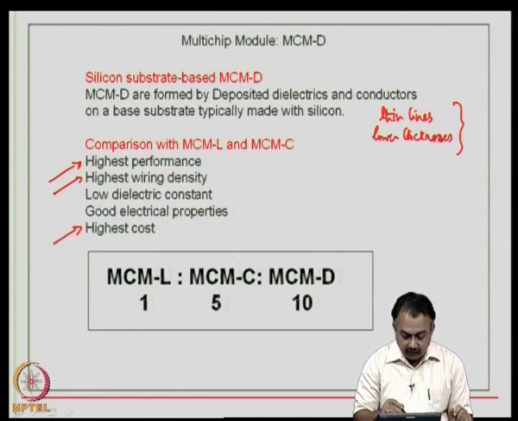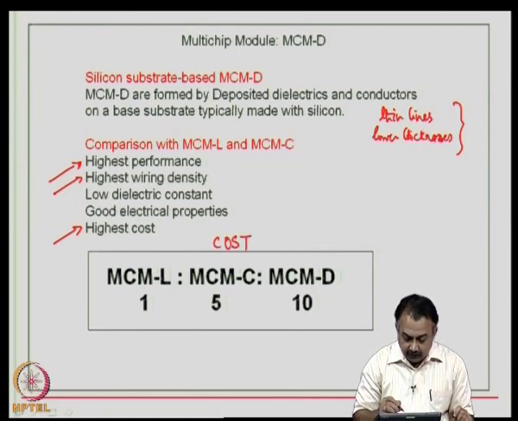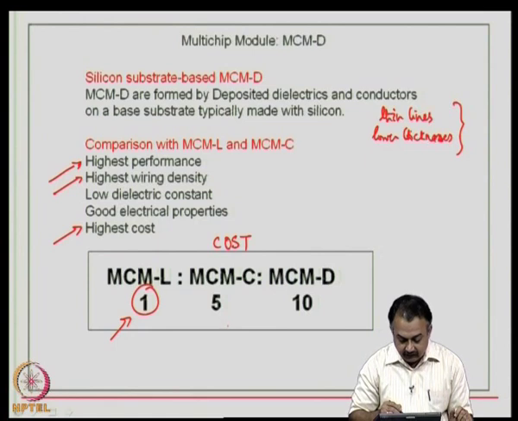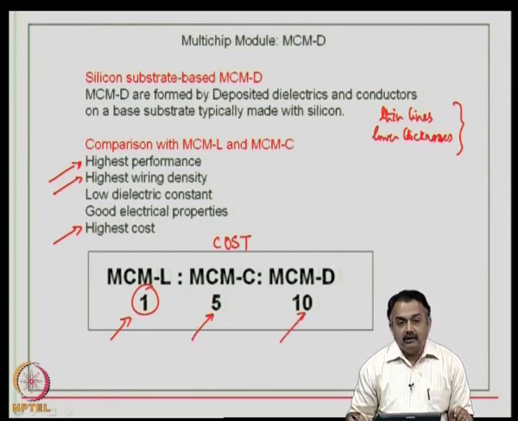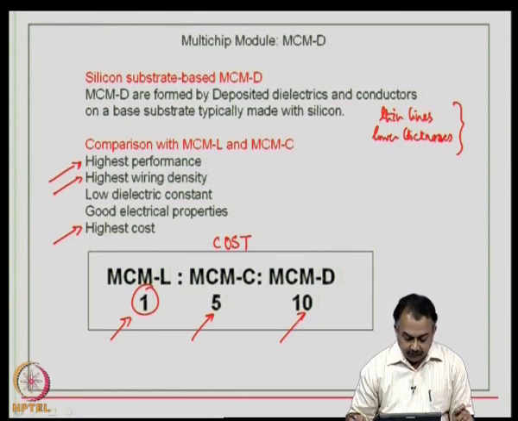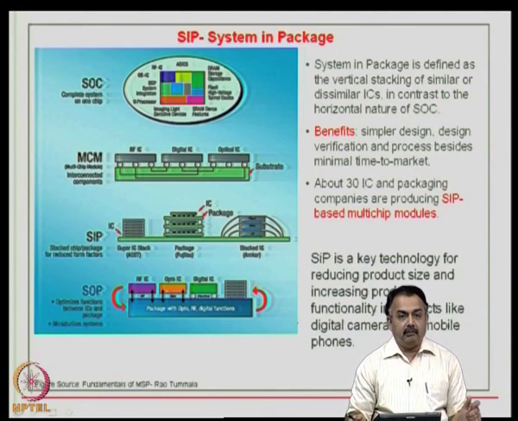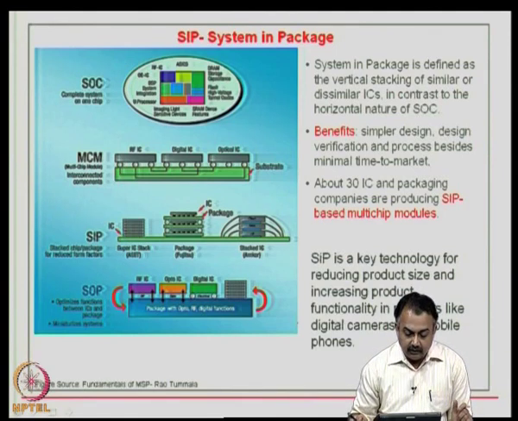So, if you look at cost as an issue in comparison between MCM types, if you take one for MCML, then MCMC is 5 times costlier, and MCMD is 10 times that of MCML. But as I said, the choice of MCMC and D will depend on the end application. So, that completes the multi-chip module introduction.